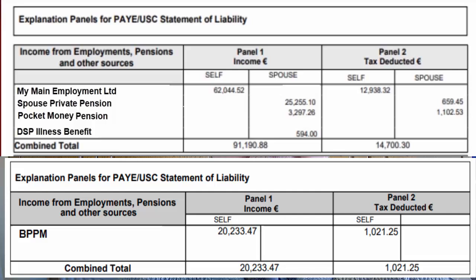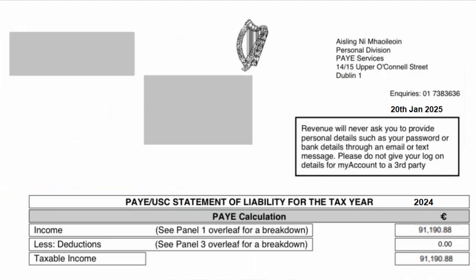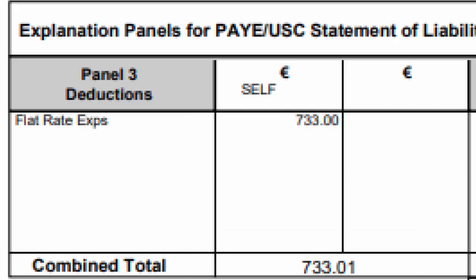The next panel it asks you to look at is panel 3, for any deductions to taxable income prior to the income tax calculation. Deductions from taxable pay prior to the income tax calculation. The most common deduction from taxable pay prior to the income tax calculation are flat rate expenses, as we can see here. Over 800,000 taxpayers were in receipt of these flat rate expenses in 2024. Similar, but not the same, to tax credits, these are money off your tax bill.